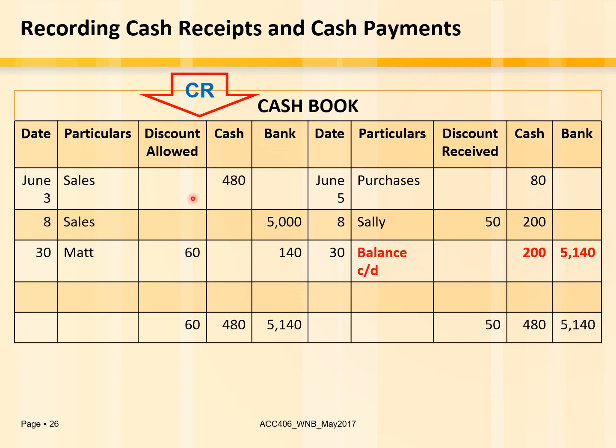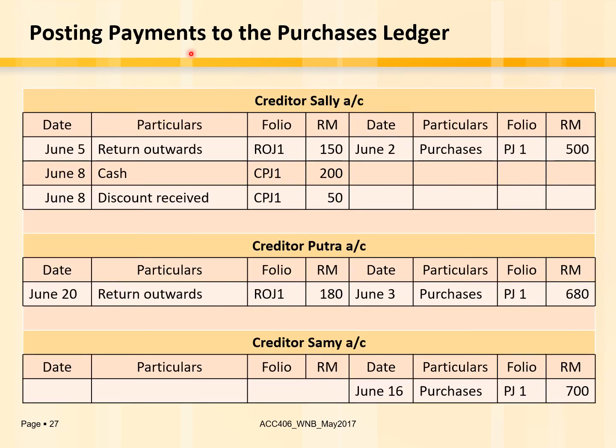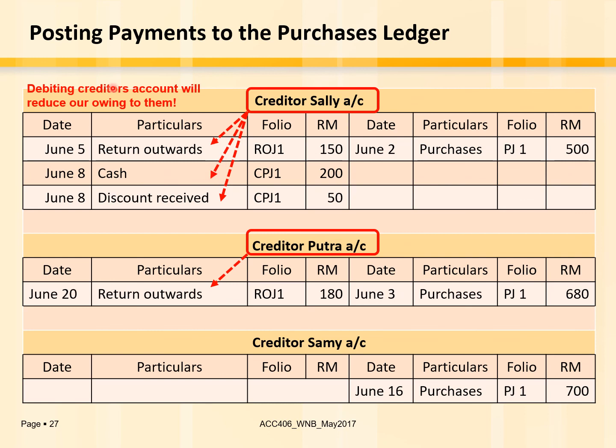So, this is cash receipt. This is cash payment. Next adalah kita akan post payment. Sebab tadi kita dah bayar dekat Sally kan. So, bila bayar dekat Sally, kita akan kurangkan hutang kita dengan dia lah. Mula-mula kita beli dengan dia 500. Lepas tu kita pulangkan balik kat dia 150. Lepas tu kita dah bayar kat dia 200. So, you kena keluarkan lah. Debit account Sally dapat 200 kat sini. Dan dia bagi kita discount pula 50.